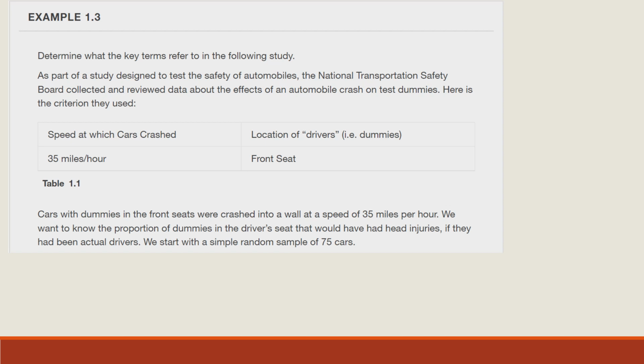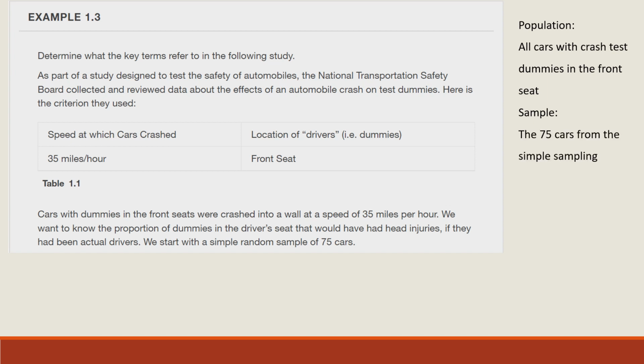So cars with dummies in the front seats were crashed into a wall at a speed of 35 miles per hour. We want to know the proportion of dummies in the driver's seat that would have had head injuries if they had been actual drivers. We start with a simple random sample of 75 cars. What is our population here? All cars with crash test dummies in the front seat. What is our sample? The 75 cars from the simple sampling.